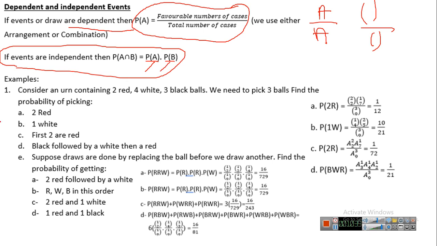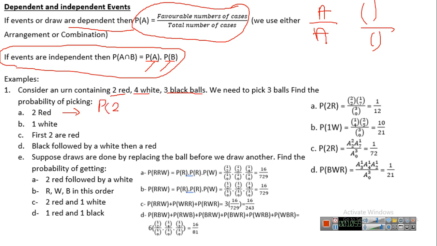So let us start examples. Number 1, consider an urn containing 2 red, 4 white, 3 black balls. We need to pick 3 balls. Find the probability of picking 2 red. I didn't say that I will return the balls. I want 2 red. So if you want to do the probability of 2 red, we say P of 2 red.